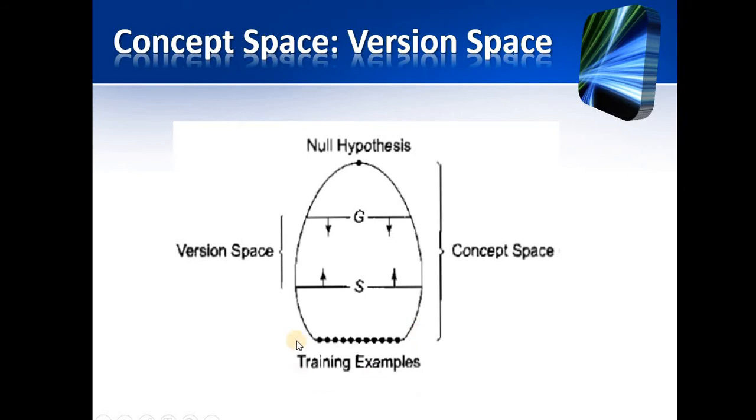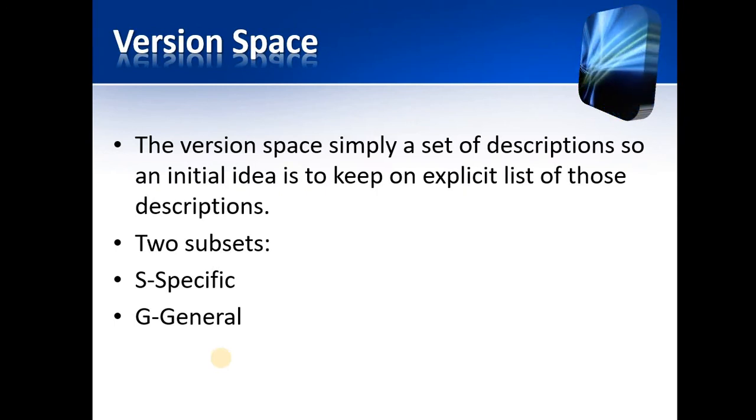The current hypothesis can be represented as a subset of concept space called version space. That means the entire partial ordering is called concept space and the subset of concept space is called version space. The version space is the collection of descriptions that is consistent with all the training examples. The training example can be either positive or negative. The version space is simply a set of descriptions.